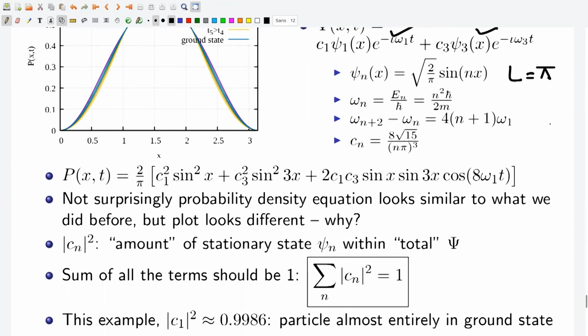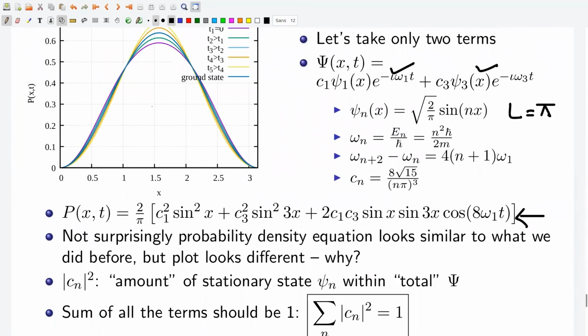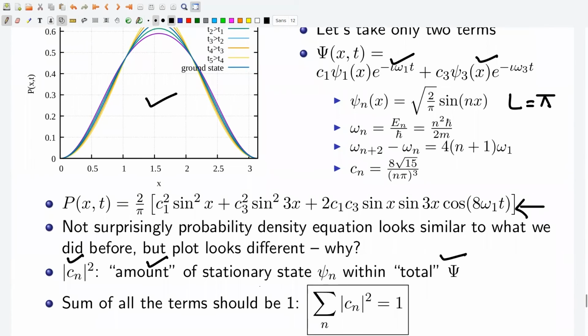In that case, the probability density looks like this. Not surprisingly, the probability density equation looks very similar to what we did before, but the plot looks different. So mod psi n square is the amount of stationary state psi n within the total psi, and then the sum of all the terms should be equal to 1.